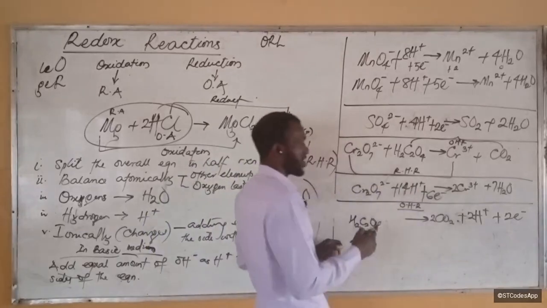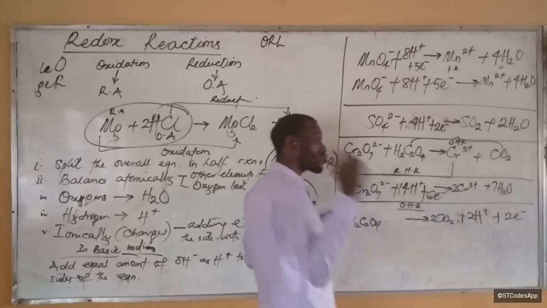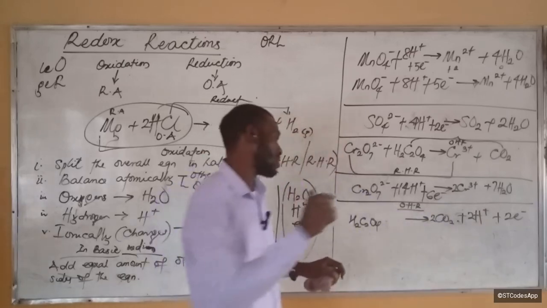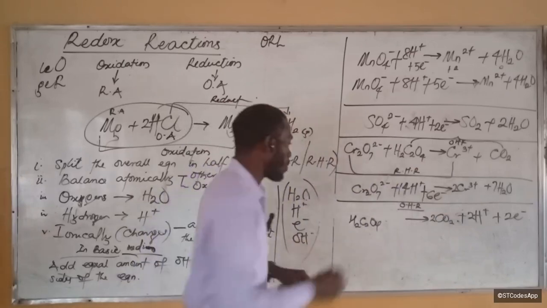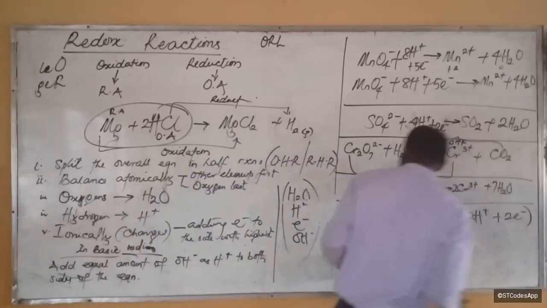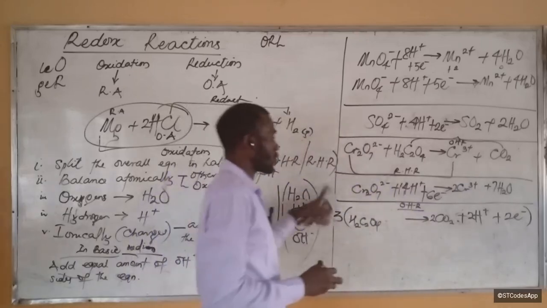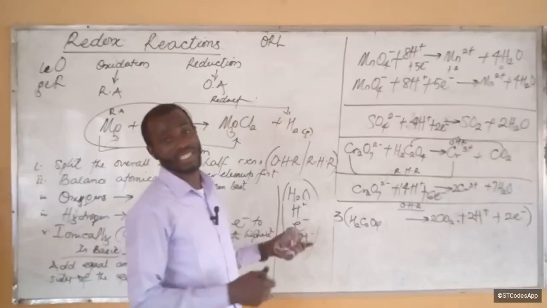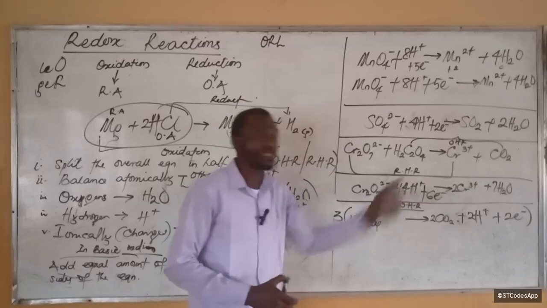How many electrons do we have here? We have 6. Now, how many electrons do we have here? Make sure your target is that electron. We have 2 electrons here. How do we make it equal to 6? We'll multiply this equation by 3. Now you ask me, what do we use to multiply here? We don't need to multiply it by anything. Why? Because 6 is already there.